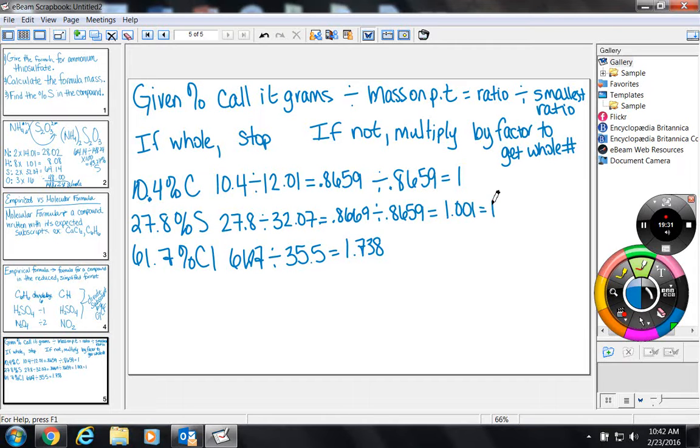Okay. 1.738 divided by 0.8659. That's 2. No, it's not. That's not 2. That's like 2.007. Since I don't have a number after the 2 until that third decimal spot, that thousandth spot, I'm going to call that 2. These whole numbers become my subscripts.